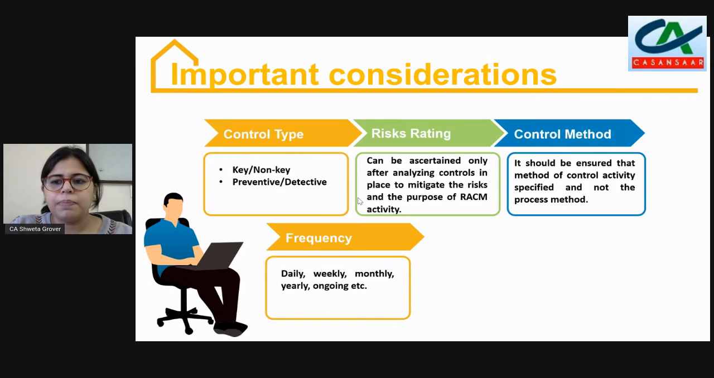Frequency: in that particular example where the finance head is analyzing the reports, whether he is analyzing on a daily basis or weekly basis, we need to mention the frequency.